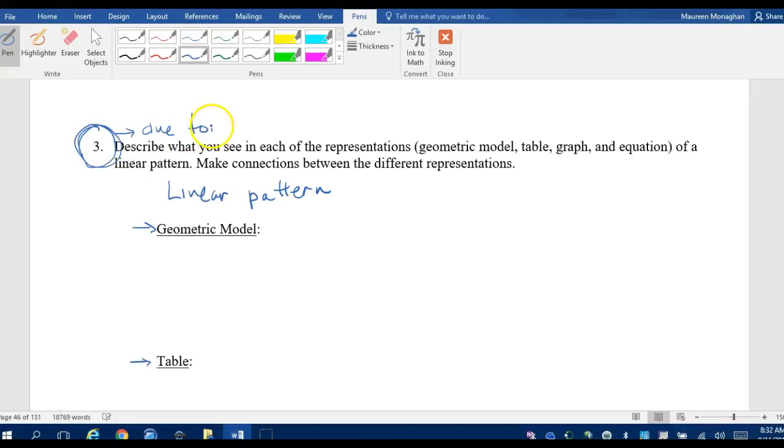Due tomorrow. Alright, this concludes our lesson on representations of a linear pattern.